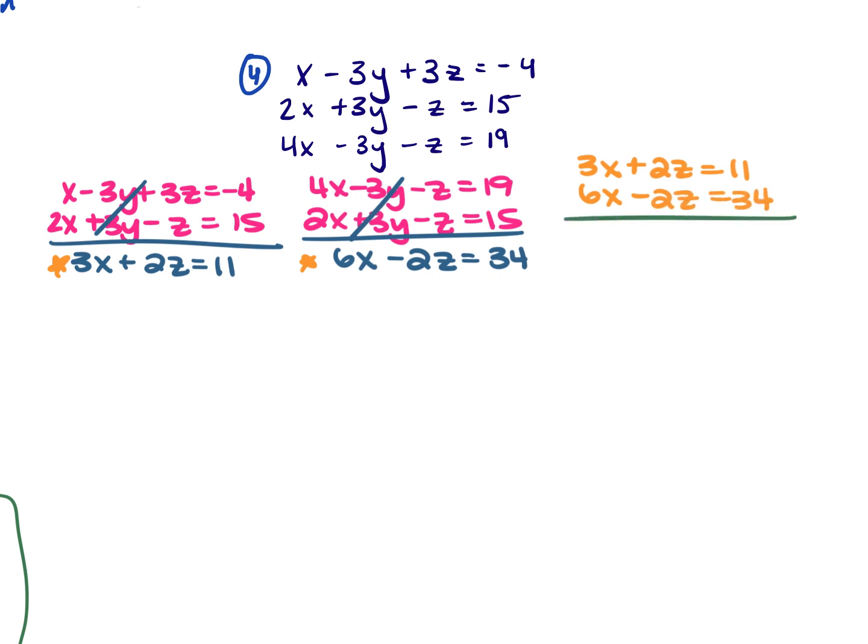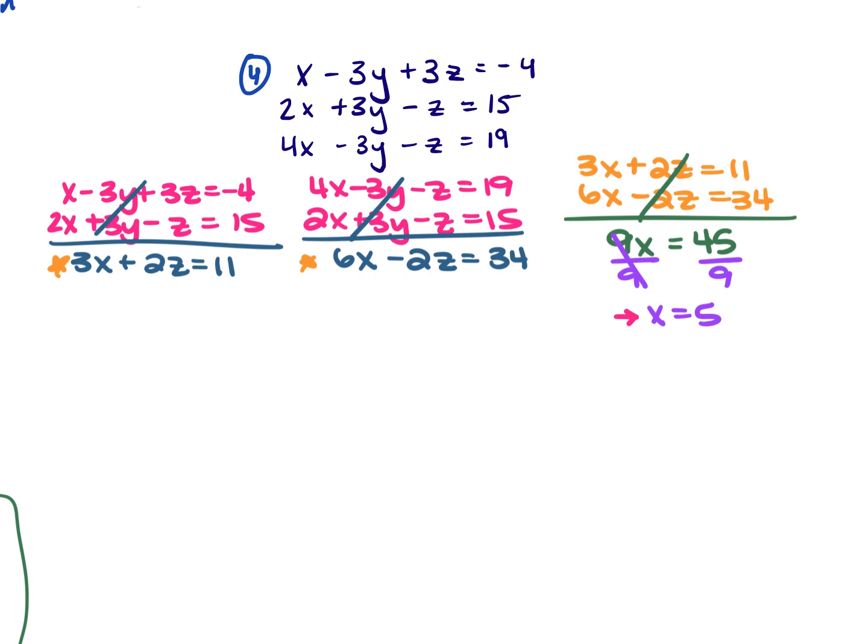Your z's are opposites, so they cancel. You're going to be left with 9x is equal to 45. Divide each side by that 9, and you get that x is 5. So if you want, put a little arrow next to that or something, so that way you know that's what you're using in your row echelon. The x is equal to 5, because that's the first variable that you solve for.